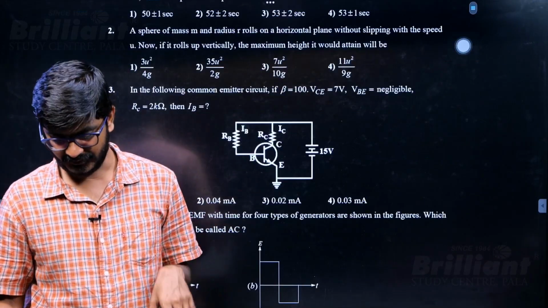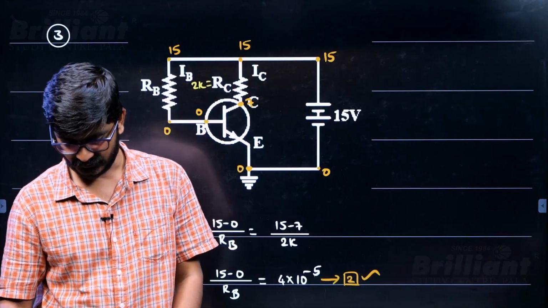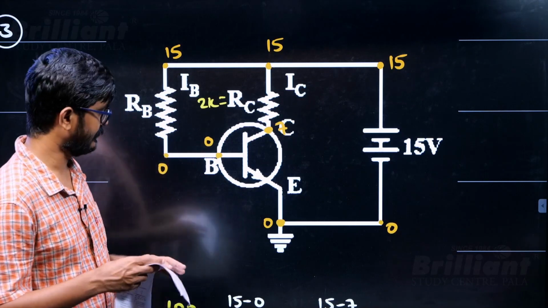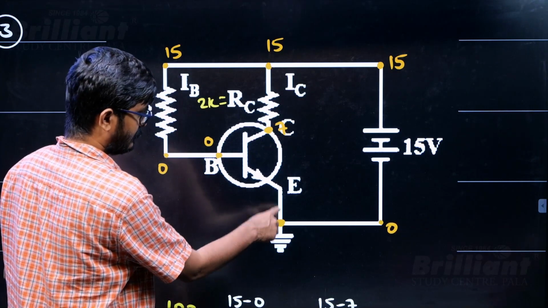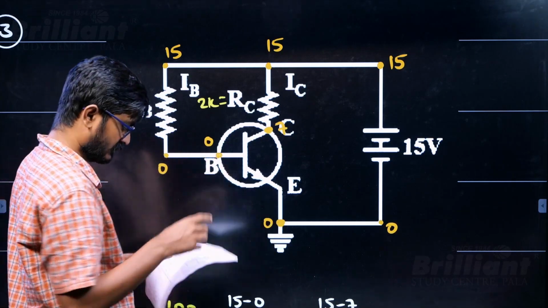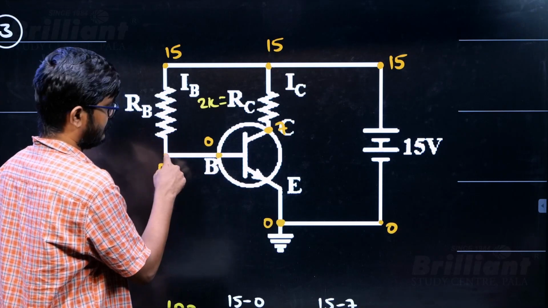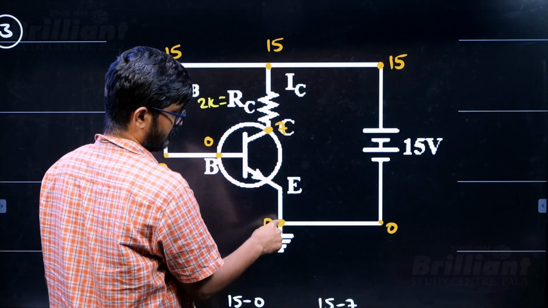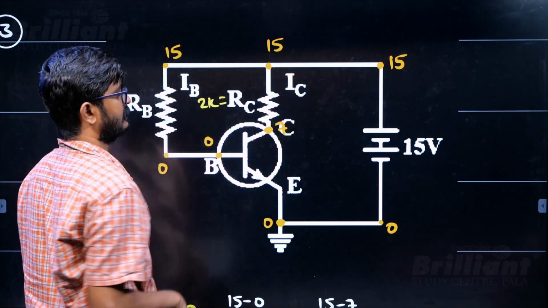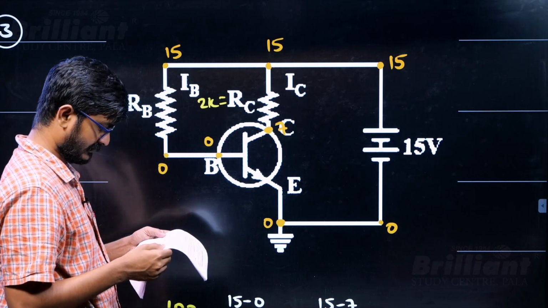In the following common emitter circuit, beta value, VCE, VB are given. You need to find IB. So this is the given circuit. In this they have given VCE as 7. So the meaning is, if this is 0, this is 7. And VBE is negligible, so if this is 0, this is almost 0. So this will be 15, 15, 15. And this resistance is 2 kilo ohm, given. And they said the beta value is 100.